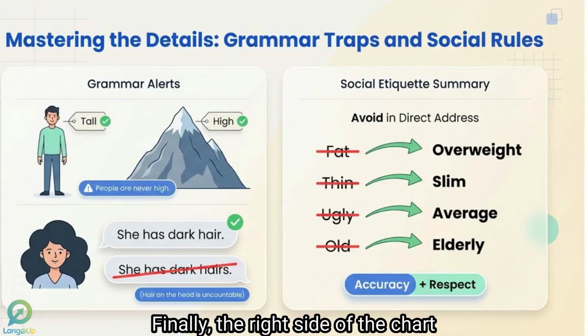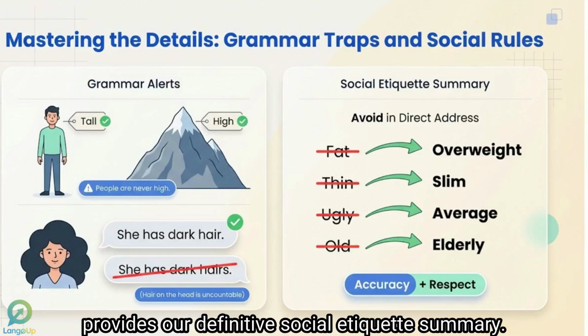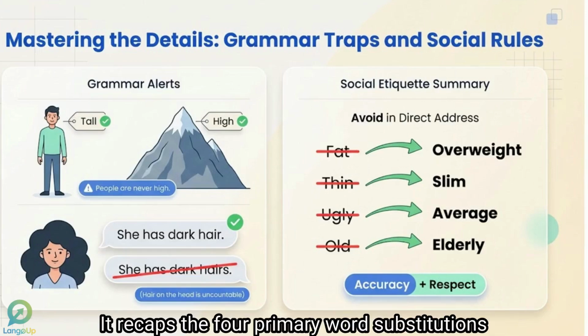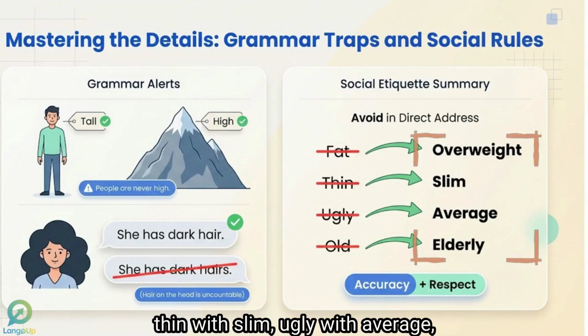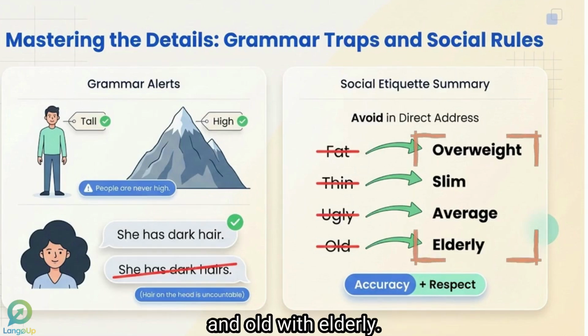Finally, the right side of the chart provides our definitive social etiquette summary. It recaps the 4 primary word substitutions to avoid offense. Replace fat with overweight, thin with slim, ugly with average, and old with elderly.